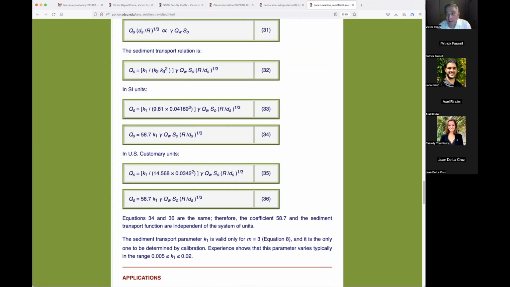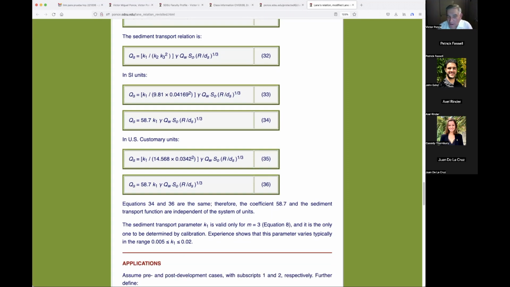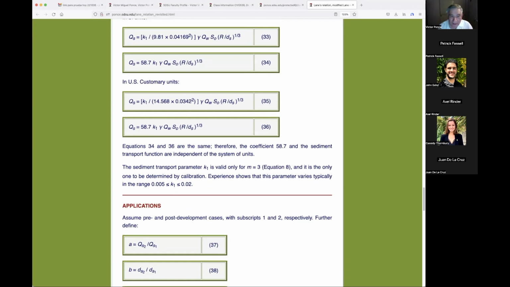When I did this, I wasn't expecting a number to show up in the front and yet be the same number in both systems. So that number must have some physics in there. Otherwise, it would show differently. We don't know. Okay, but it does work. So equations 34 and 35 are the same. The coefficients 58.7 and the sediment transport functions are independent of the system of units.